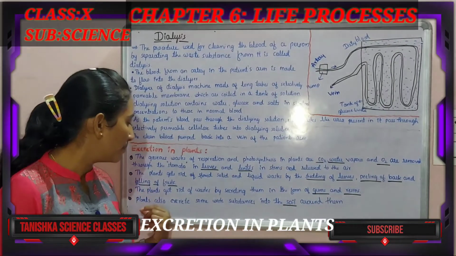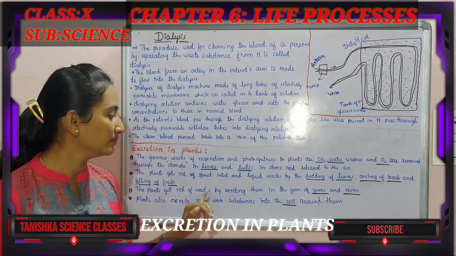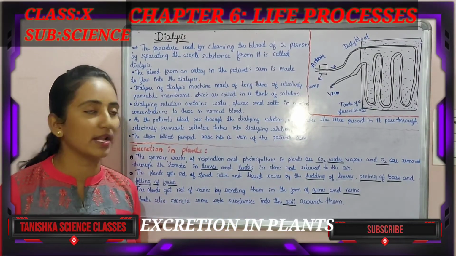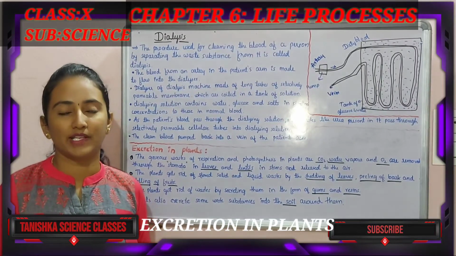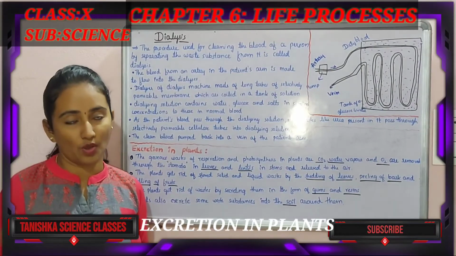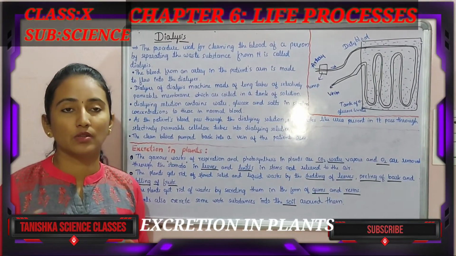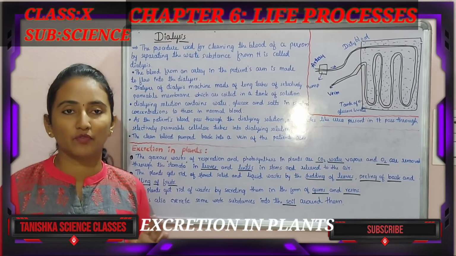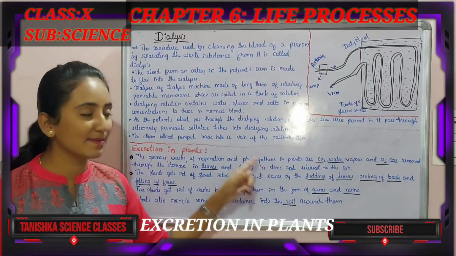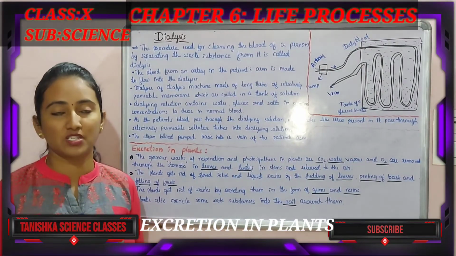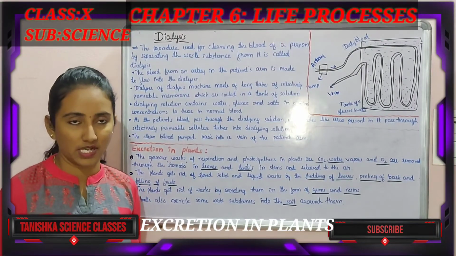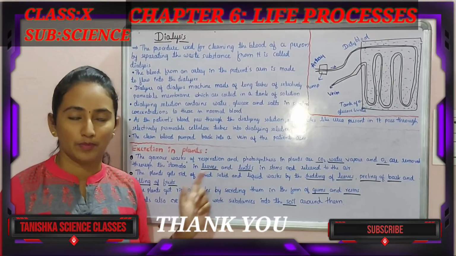Next, plants also excrete some waste substances into the soil around them. Any remaining waste that is there, they remove into the soil through the roots. They remove some of the waste substances which are remaining inside the plants, and by this process they release any waste substances produced in them. Understand, this is the process of excretion in plants.